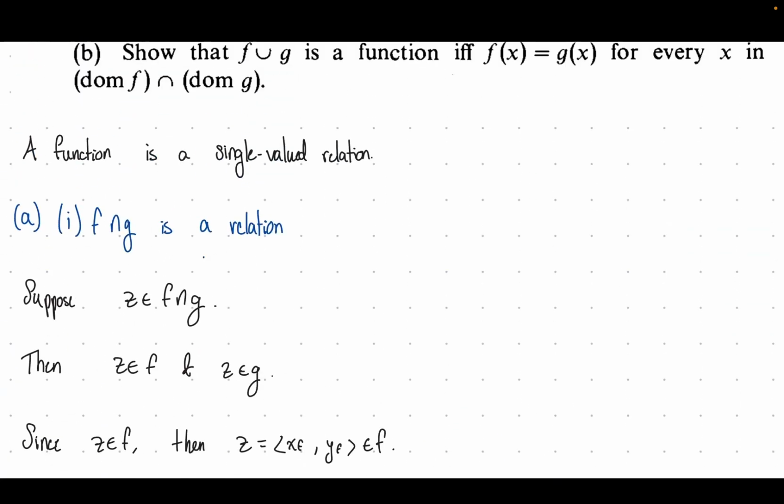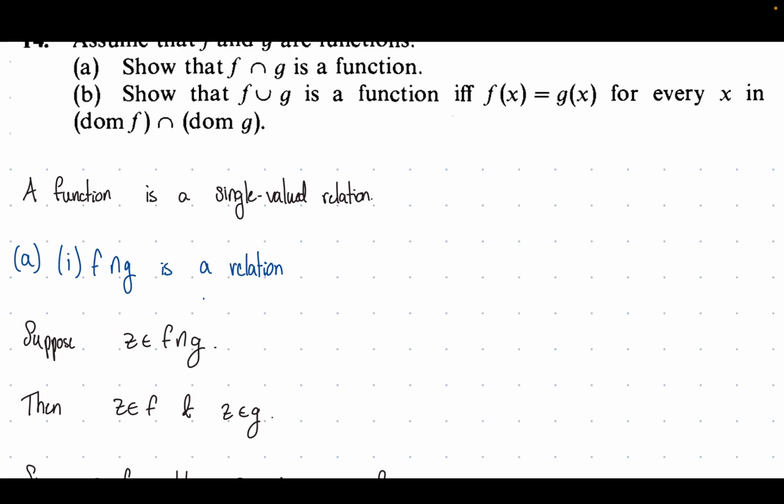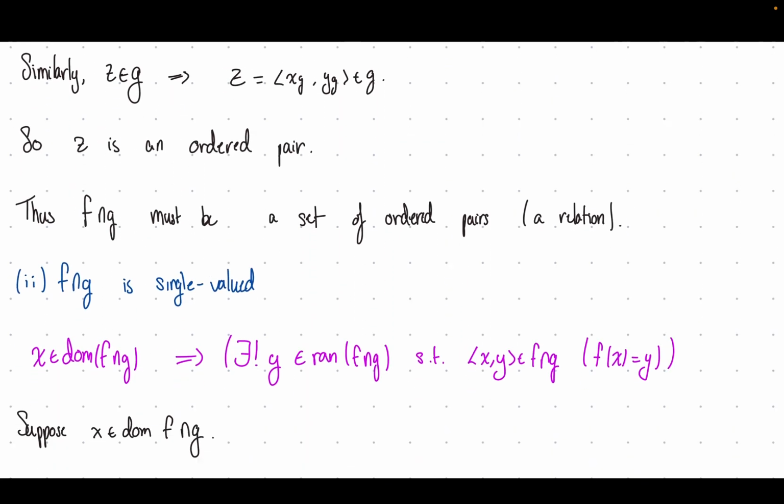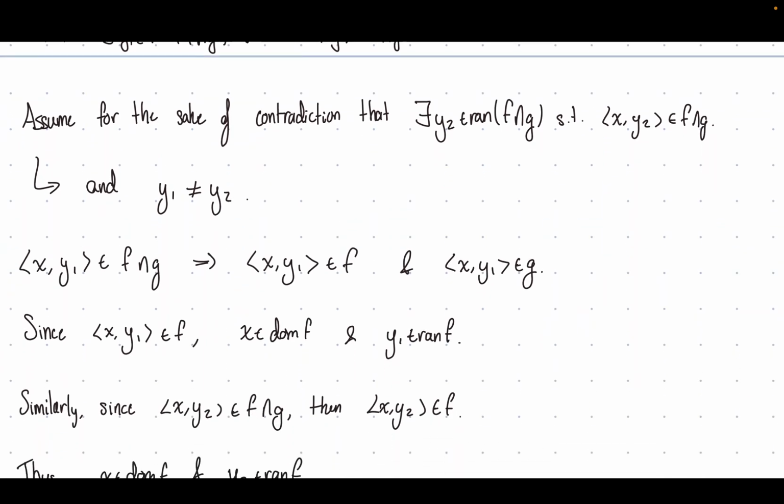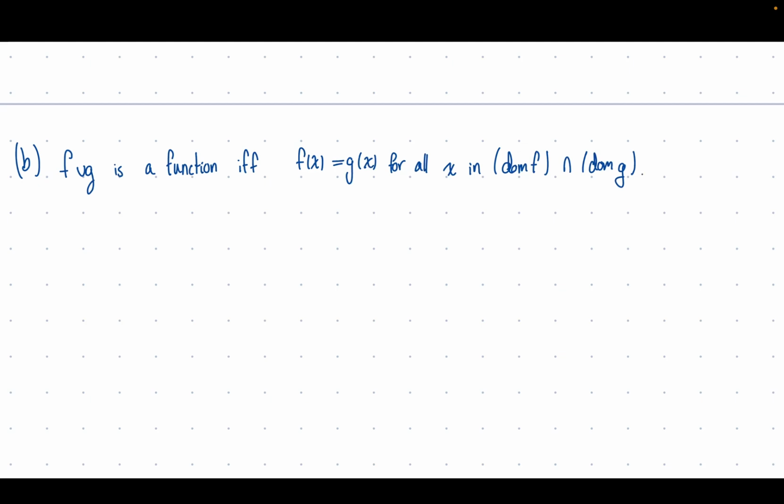Okay, cool. Now for part B, we have to show that f union g is a function if and only if f of x is equal to g of x for every x in the domain of f intersect the domain of g. Okay. So, how are we going to do this? Okay. So we need to show both ways. We need to show this implies this and this implies that. Right?